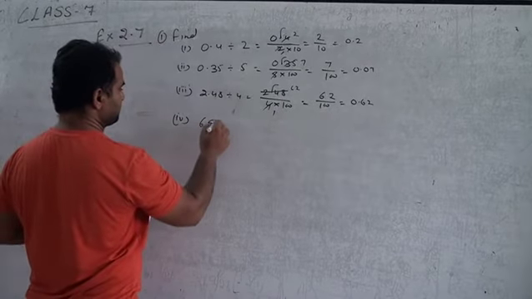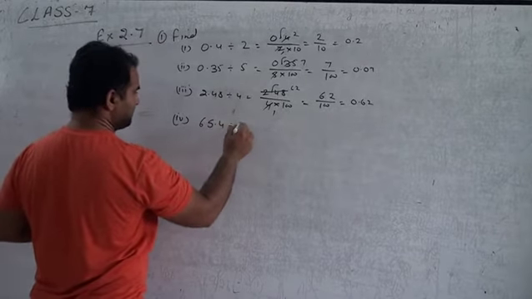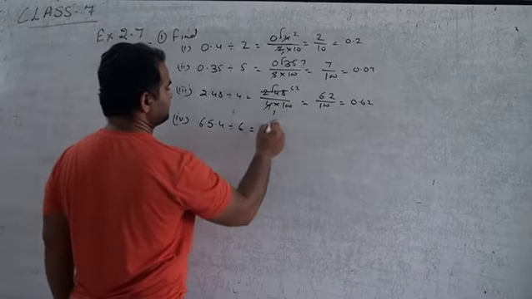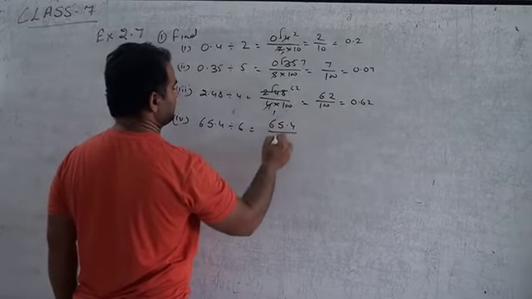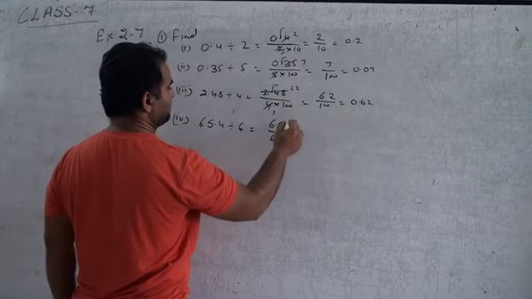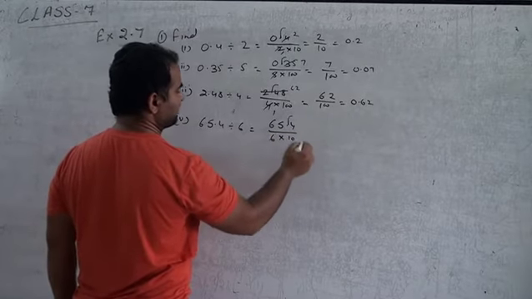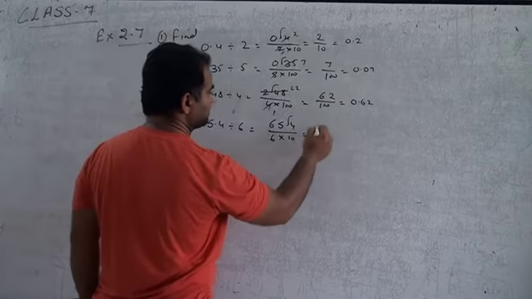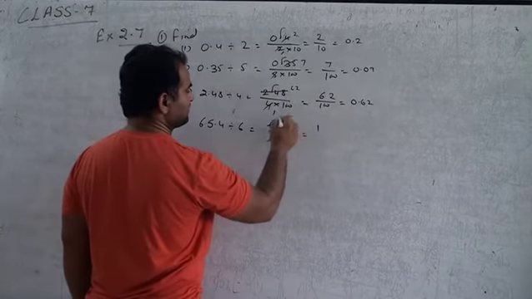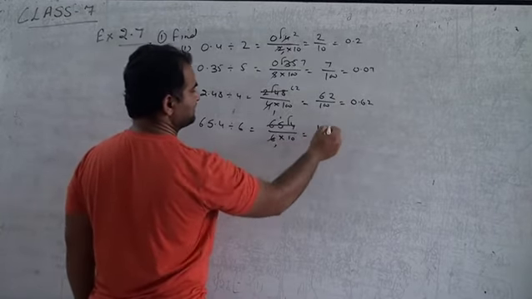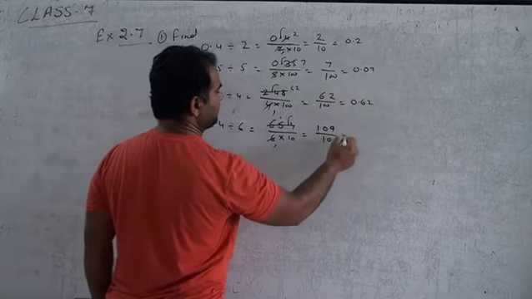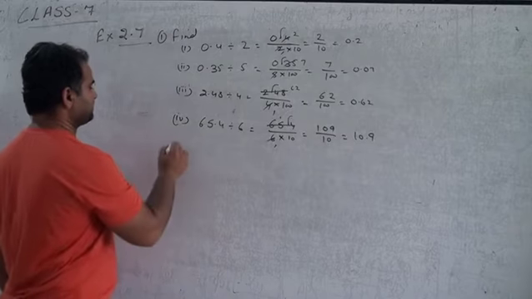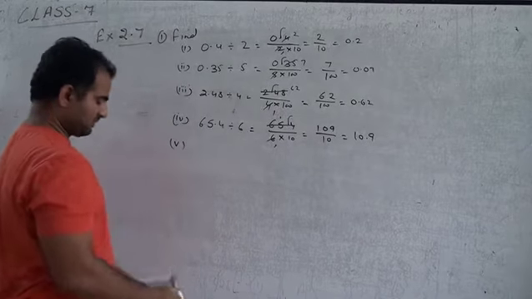Next, question number 4. 65.4 divided by 6. Okay, so it will be 65.4 upon 6. When we replace it, it will give us 10. Okay, how to divide this? It will be 6 1 is 6, then 0, and 6 9 is 54 upon 10. It will be 10.9.